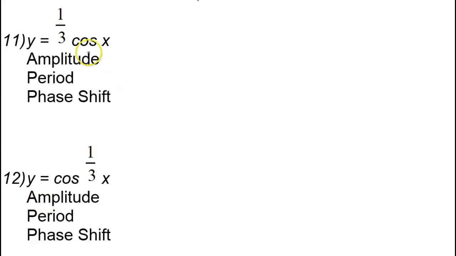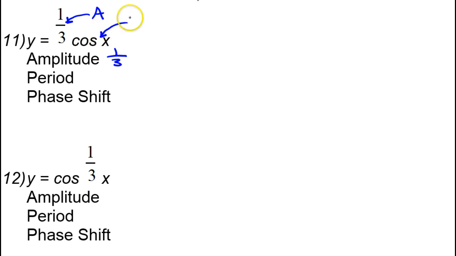In this video, we will continue to practice graphing sine and cosine as we alter the amplitude and the period. So here we have the A value of 1/3. That controls the amplitude, so the amplitude will be 1/3. The amplitude is always positive. Keep that in mind.